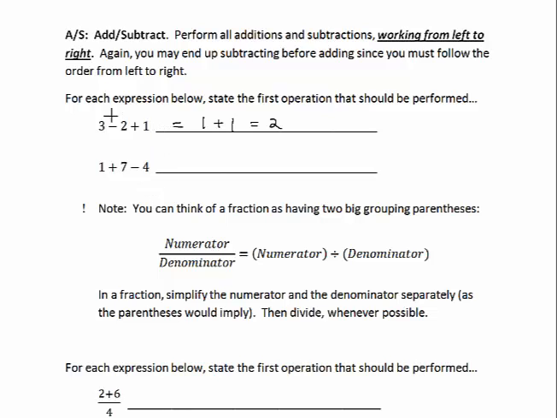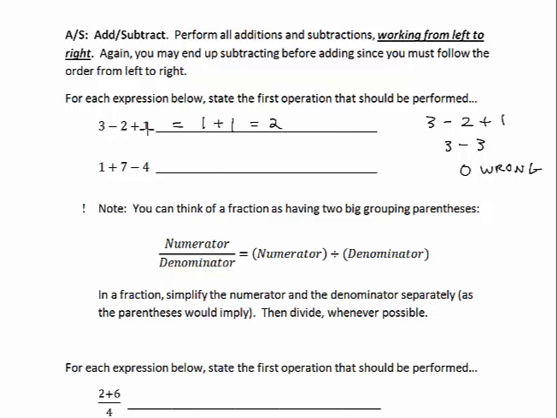If we had done it the wrong way, we would get a different number. If we went from right to left, 2 plus 1 is 3, and so we copy down the 3 and the minus. 3 minus 3 is 0. That's the wrong answer.